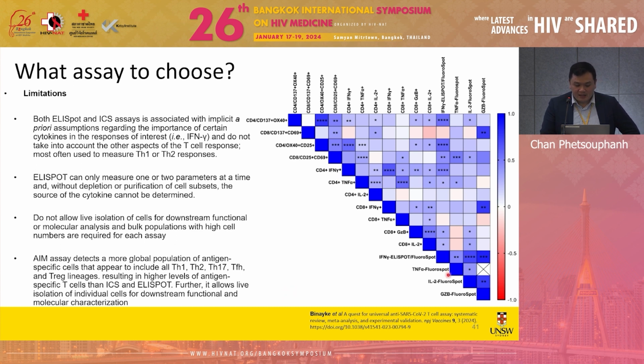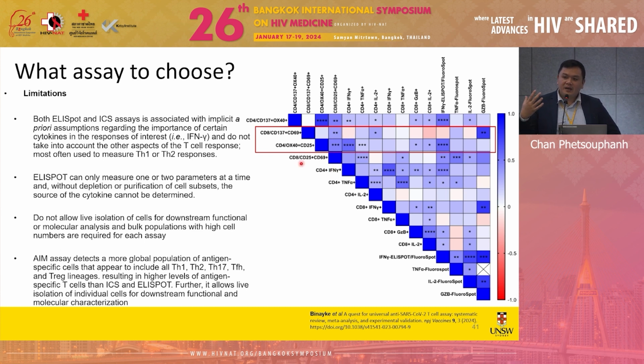And Bineke did a correlogram to show how all of the assays correlate with each other. And they found that the OX40 CD25 AIM assay correlates very well with ICS and interferon gamma ELISpot. The CD8 AIM assays don't correlate too well, but I think it's probably because the peptides that are used are 15-mer peptides, which are more presented by HLA class 2 and not class 1. And so the CD8 responses are much lower in magnitude when detected.